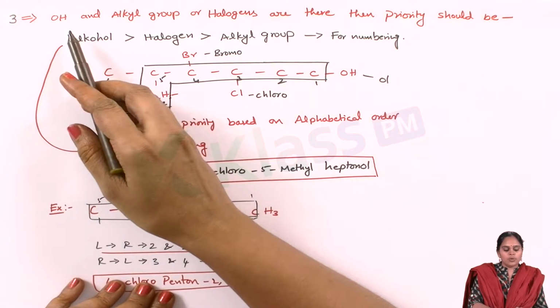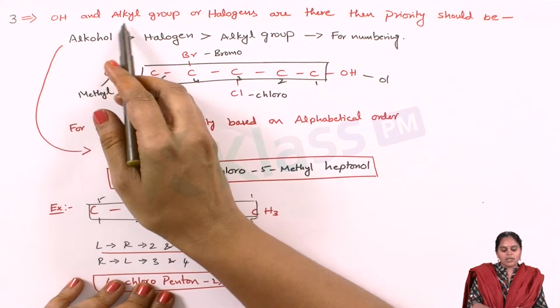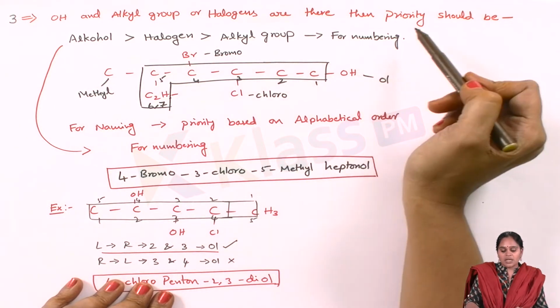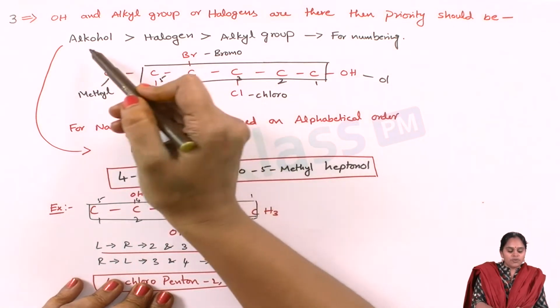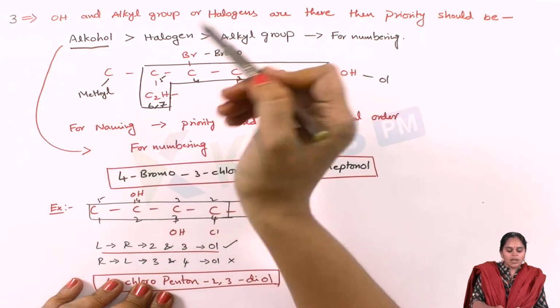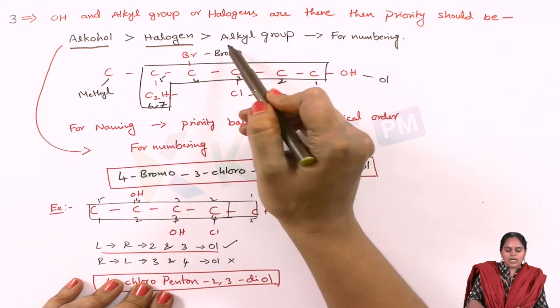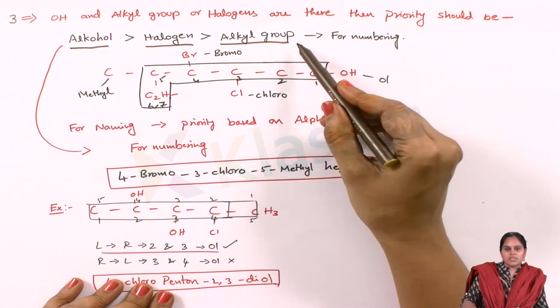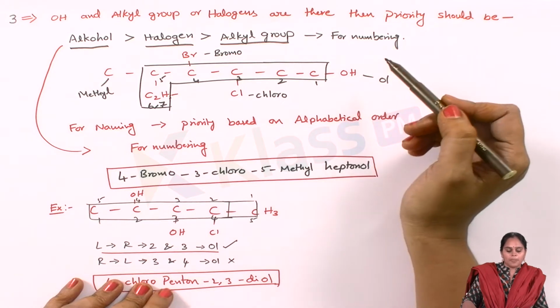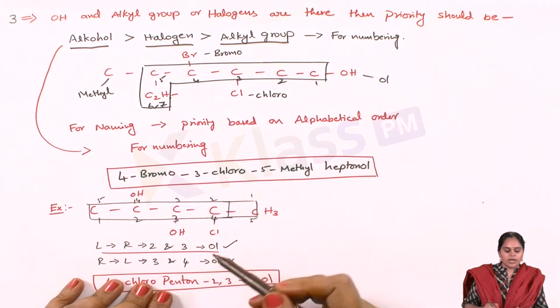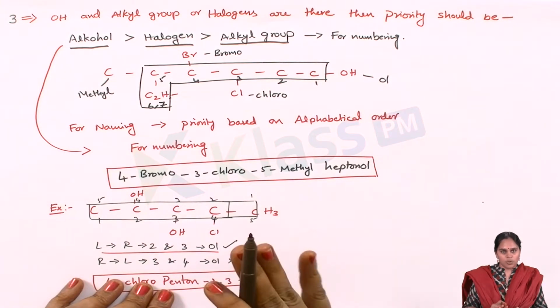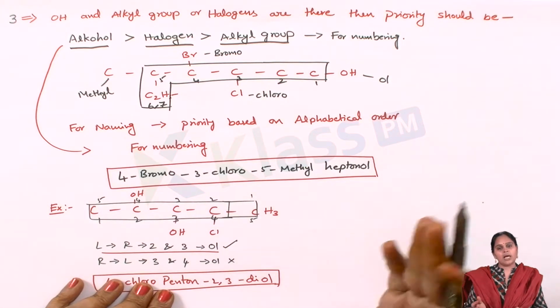See here, another rule. When OH, alkyl groups or halogens are there, then priority should be given in such a way that you have to give first priority to alcohol, then halogens, then alkyl group. So, what is this priority for? For numbering. For giving numbers to the carbon atoms, you have to follow this priority. First priority goes to alcohol, then halogens, then alkyl group.